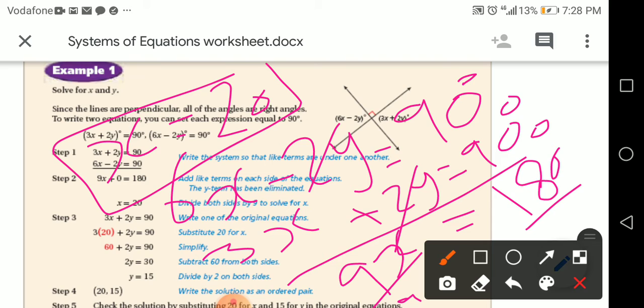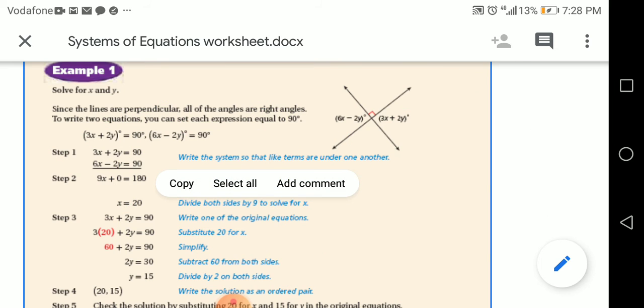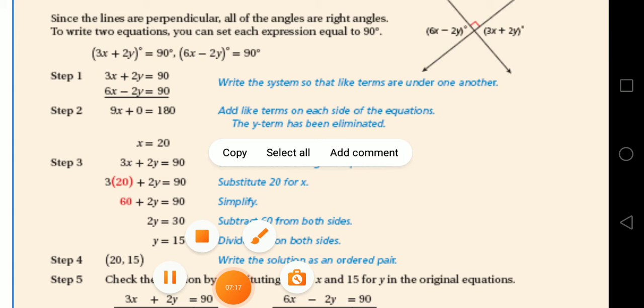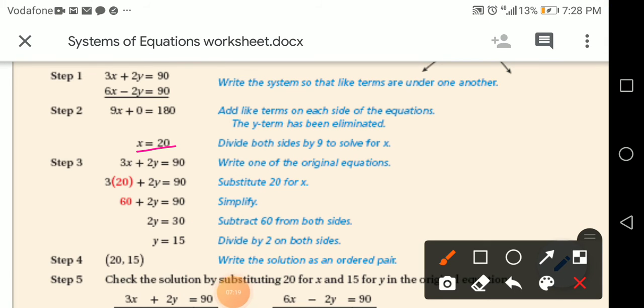Then after you solve for x, what should I do, guys? I solve it for y. Take the equation here. Let's clear all of this, and I got the last thing, that x equals 20. So I have here 3x plus 2y equals 90. Yes, this is the equation. I write one of the original equations, whichever is easier for you. Then I substitute 20 instead of x: 3 times 20 gives me 60 plus 2y equals 90.